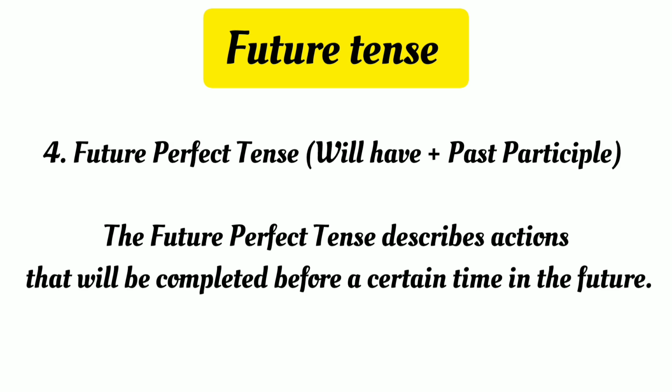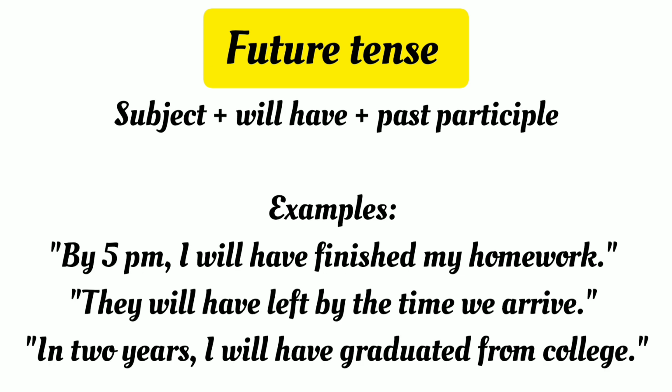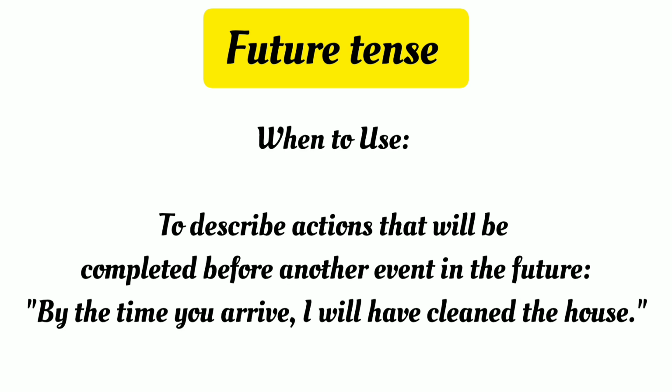The future perfect tense describes actions that will be completed before a certain time in the future. Formula: subject plus will have plus past participle. Examples: by p.m., I will have finished my homework. They will have left by the time we arrive. In 2 years, I will have graduated from college. When to use: to describe actions that will be completed before another event in the future. By the time you arrive, I will have cleaned the house.